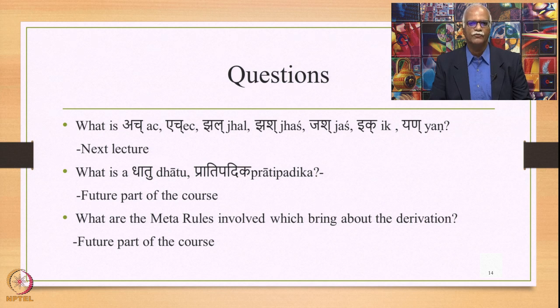What is the meta rule which allows us to do this? This is an important question, and this will also be a part of the future part of this course. We shall study them when we study types of rules, namely the meta rules. All this will be the part of the future course, which we shall study later on. Right now, in the next lecture, we shall study the concept of pratyahara, how they get formed and what they mean and how they are used in the sutras, in Ashtadhyayi, in Paninian grammar.